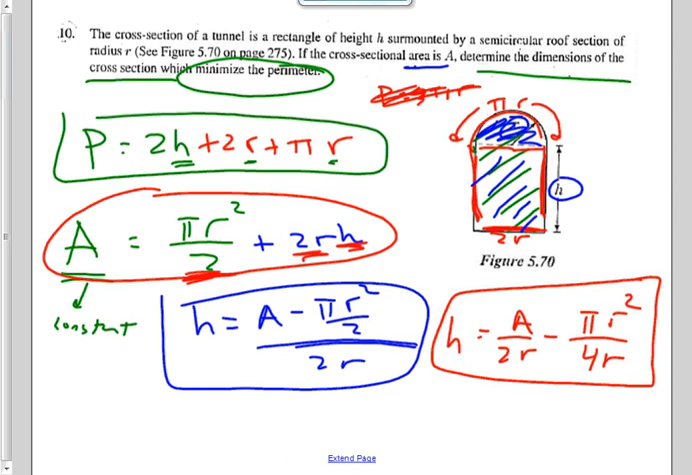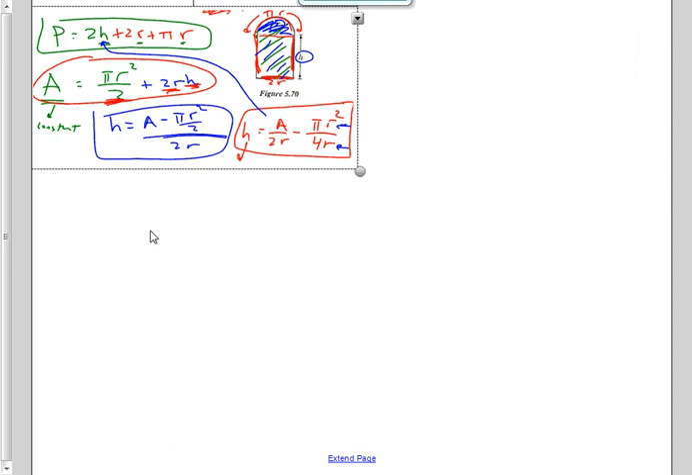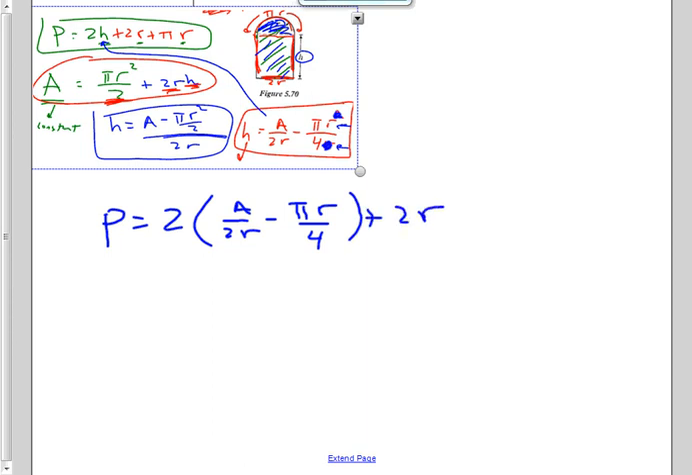And now let's actually go ahead and do the work. Now that I know I have h as a function of r, I can plug this in for h and take some derivatives. So let's do that, and let's do that on this next page so I have some room. So my perimeter equation is going to become, let's see, P equals 2 times h, but h equals A over 2r minus pi r over 4, getting rid of the unnecessary r, plus 2r plus pi r. And if we simplify that even further, we get that this equals A over r minus pi r over 2 plus 2r plus pi r.